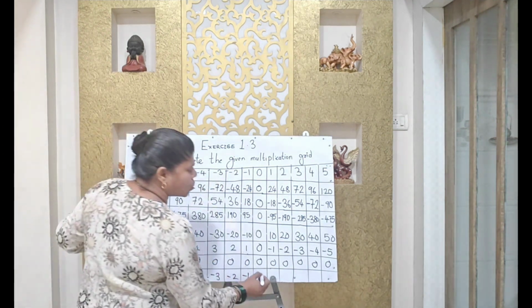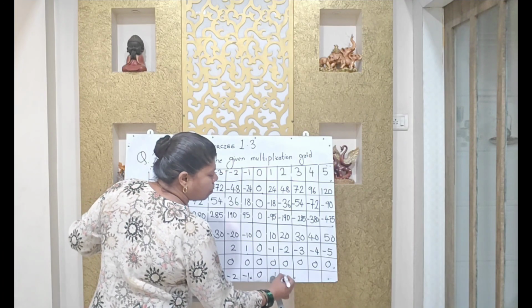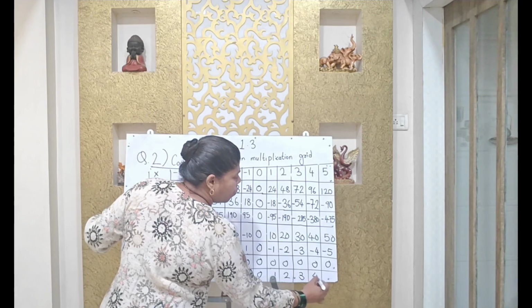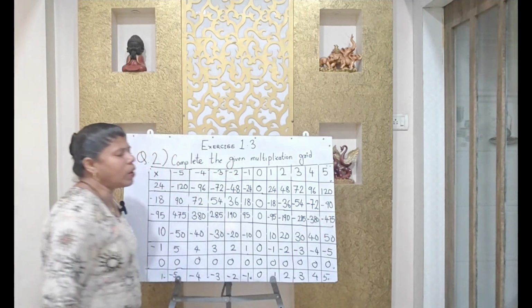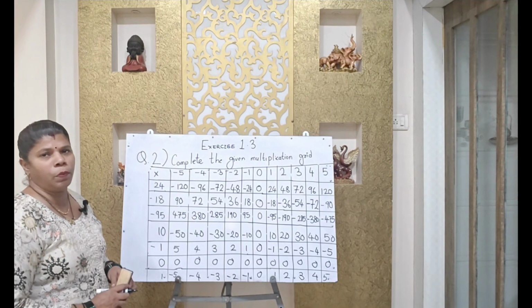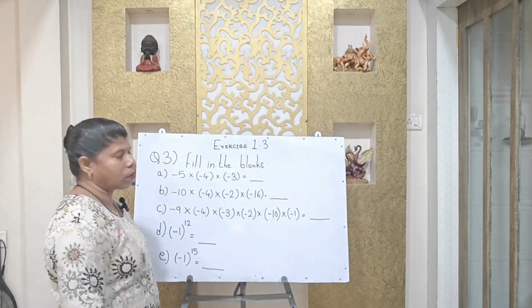1 multiplied by 0, 0. 1 multiplied by 1, 1. 1 multiplied by 2, 2. 1 multiplied by 3, 3. 1 multiplied by 4, 4. And 1 multiplied by 5, 5. So we have completed this grid table. Okay, just write down question number 3.